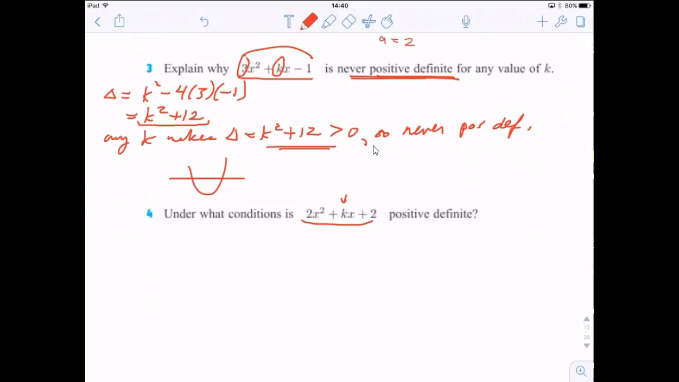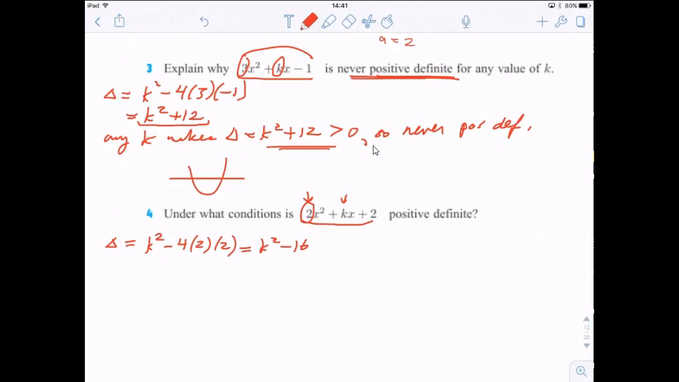Okay, so again, we want to know the discriminant value. So we're going to put discriminant equals b squared, which is k squared, minus 4 times 2 times 2. A and c are both 2. So that is equal to k squared minus 16. And so we're saying, okay, when is this going to be positive definite? Well, if it is going to be positive definite or negative definite, it's going to be positive definite because the a value is 2. Okay?